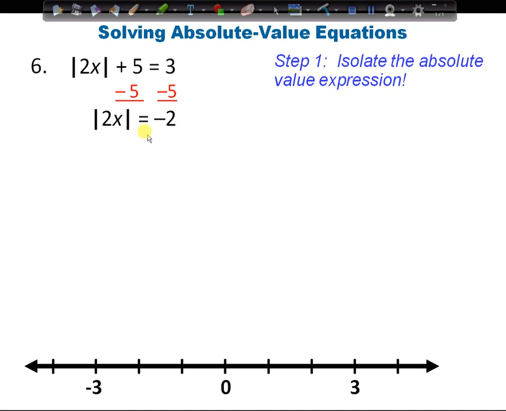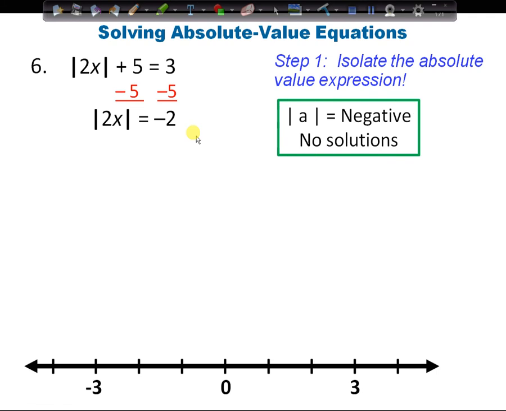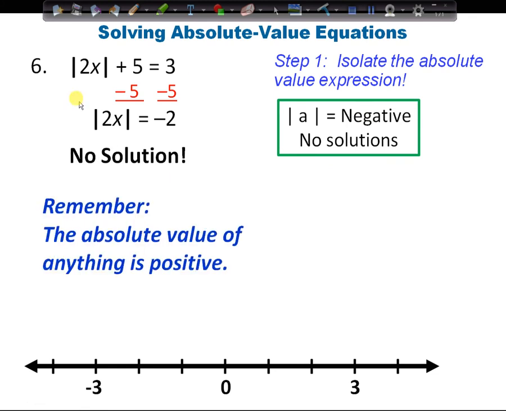Now, you can see that your absolute value bars isolated over here are equal to something negative on this side of the equal sign. Absolute value can never be negative. There are no negative solutions. The absolute value cannot equal something negative, so there is no solution. So that's all you need to write for number 6.